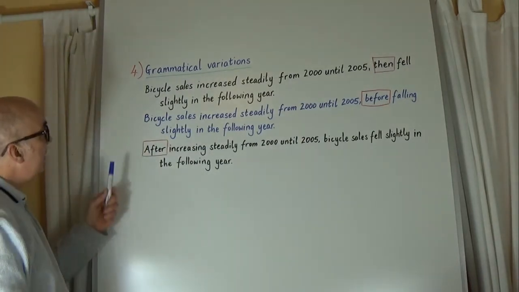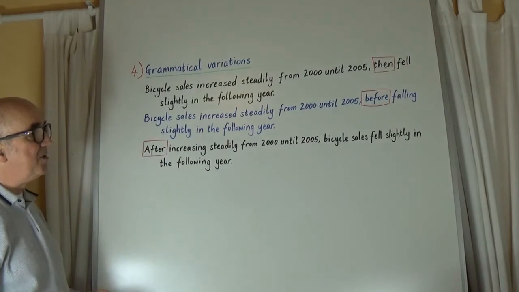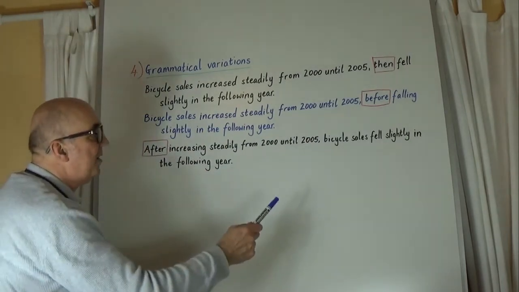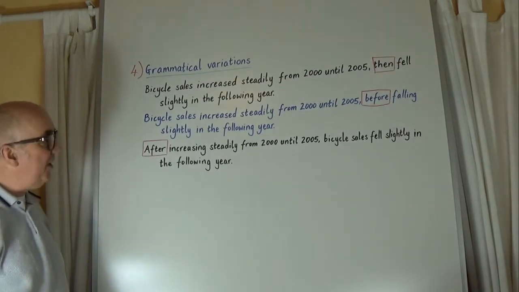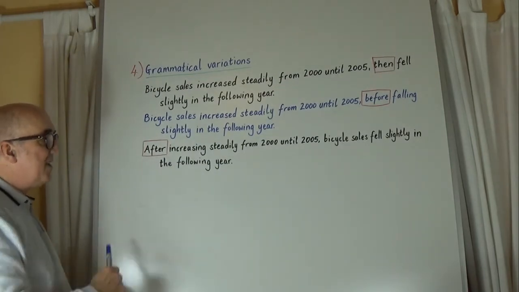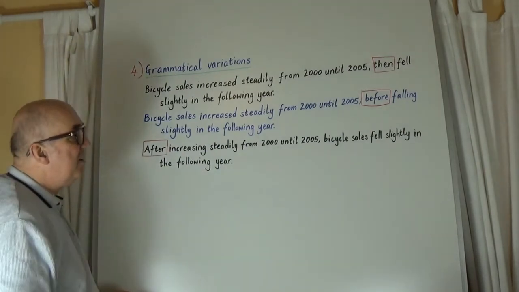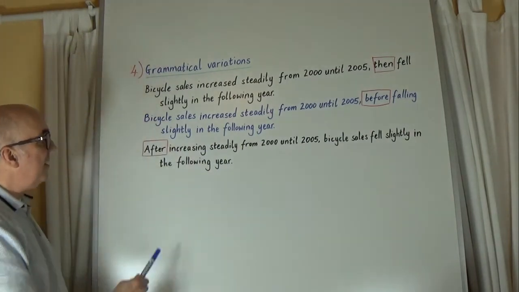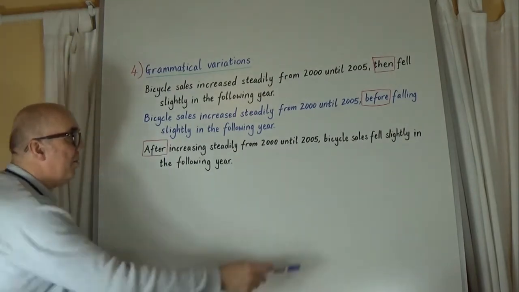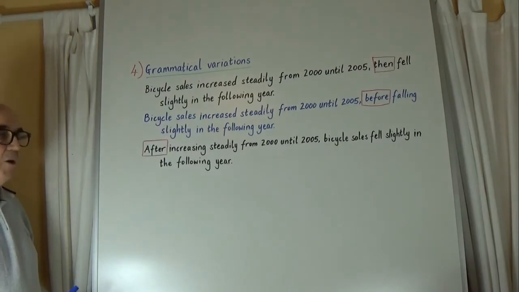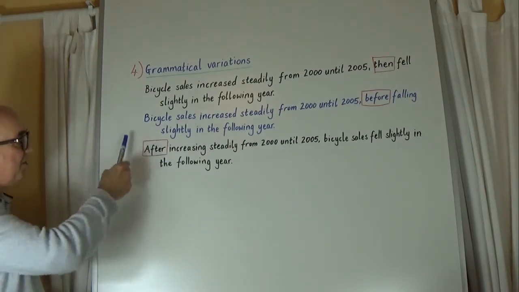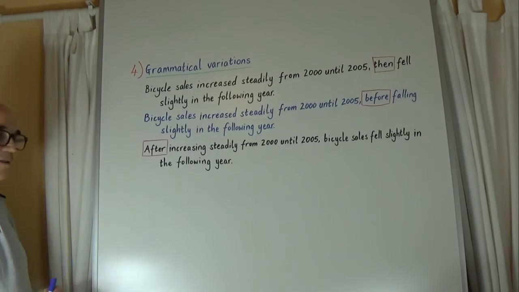Let's have a look. Bicycle sales increased steadily from 2000 until 2005, before falling slightly in the following year. After increasing steadily from 2000 until 2005, bicycle sales fell slightly in the following year. So although before and after are opposites, here they have the same meaning, or at least very, very similar meanings. So this is how they want you to use different words to connect your statement.